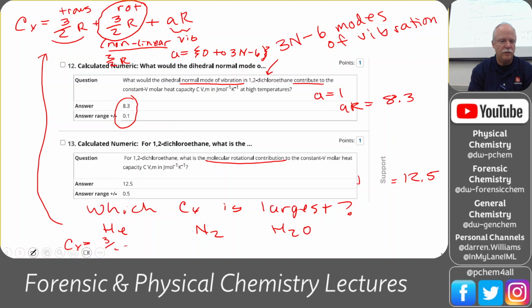Come on. I've got to draw really big because of this little context menu down here. This is CV equal to 3 halves R plus 2 halves R. We'll just ignore the vibrations for now because, again, those are not relevant at room temperature. So we're going to leave that at 5 halves R, and then water is 3 halves R for translation and 3 halves R for rotation.